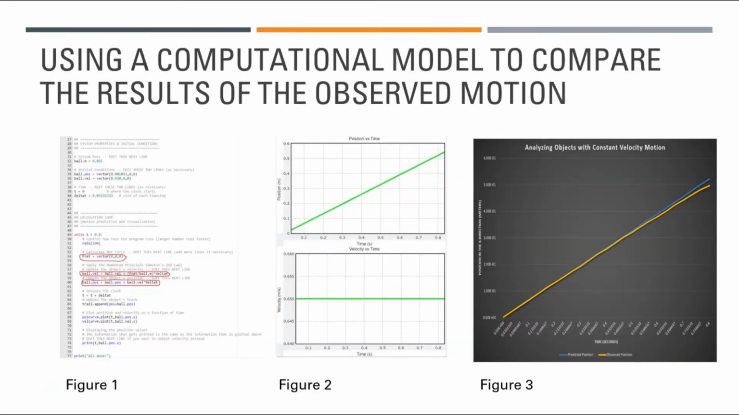I then used GlowScript to create a computational model to compare the observed motion of the ball to the constant velocity motion predicted by the model. I used the code in Figure 1 to create a computational model which takes into account the object's mass, the net force of the object's motion, and the ball's velocity to chart its predicted position at certain intervals of time. I've circled three significant parts of this code.